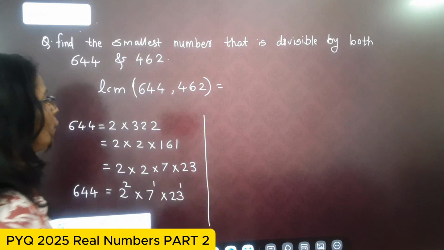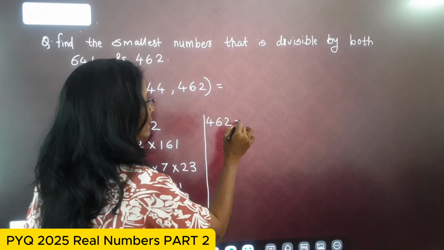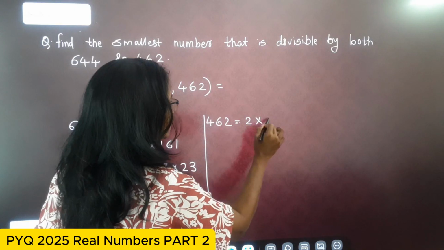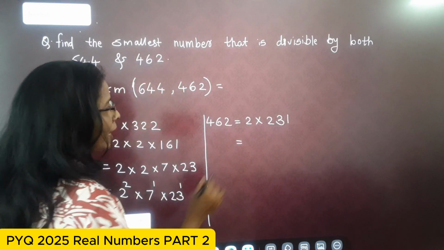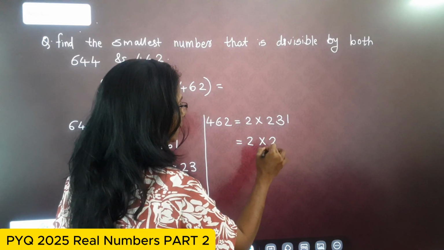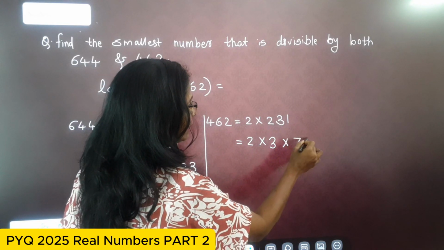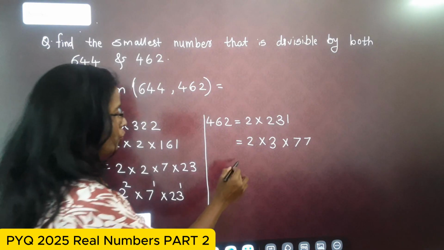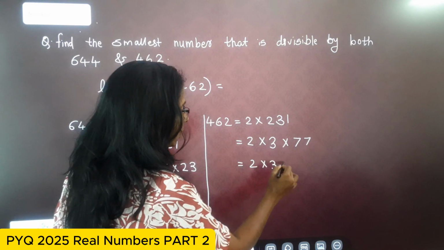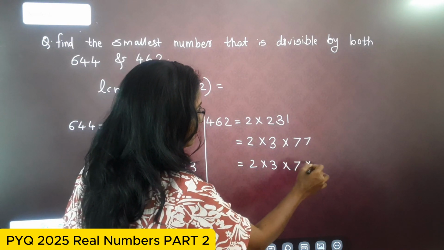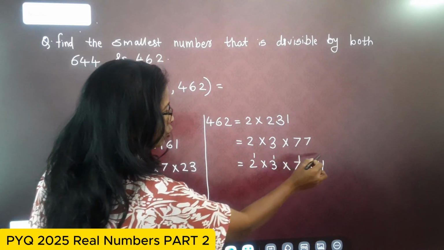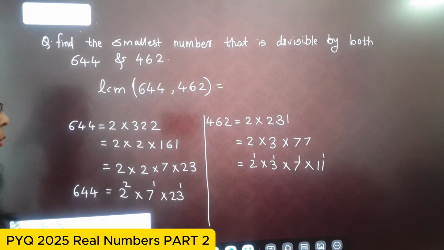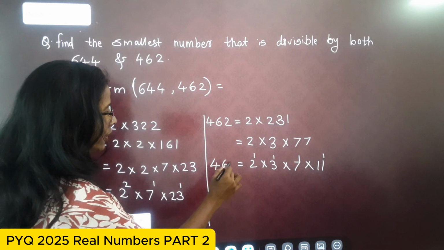Now the factors of 462: 2 multiplied by 3 multiplied by 7 multiplied by 11. That is, 2 raised to 1, 3 raised to 1, 7 raised to 1 and 11 raised to 1. These are the factors of 462.